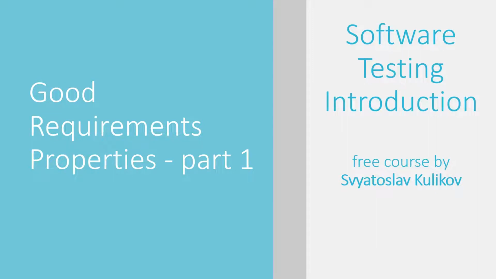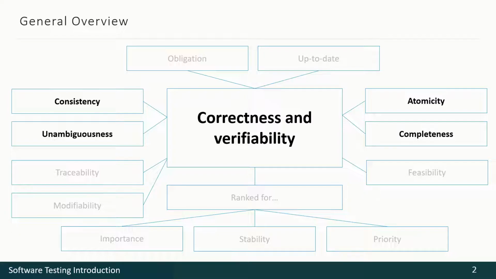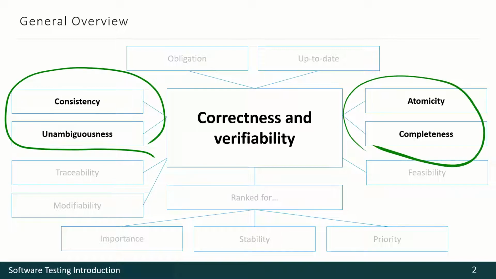In the following 3 videos, we shall discuss good requirement properties. It asks how to determine if a requirement is good enough or if it needs some improvement. As we can see, there are a lot of properties for a good requirement, so we shall start with these 4 in this first video.